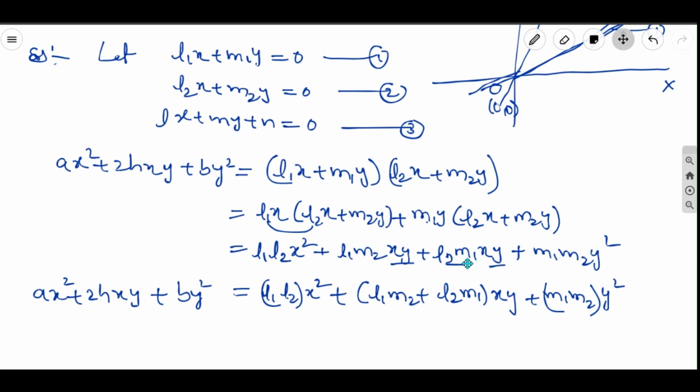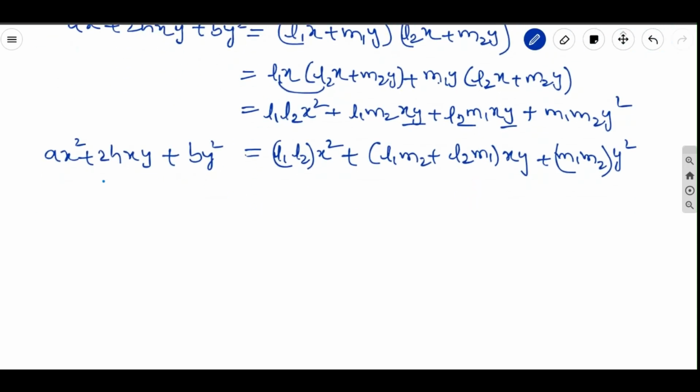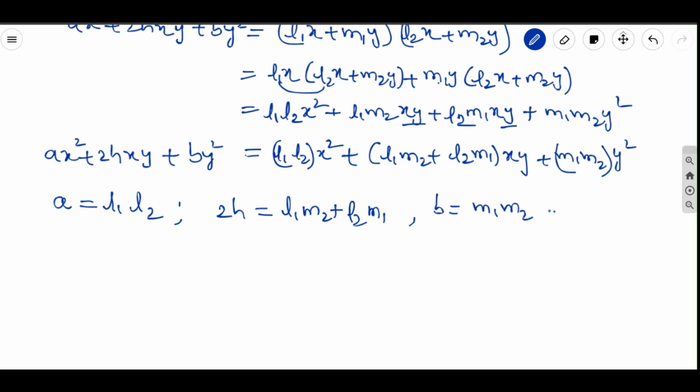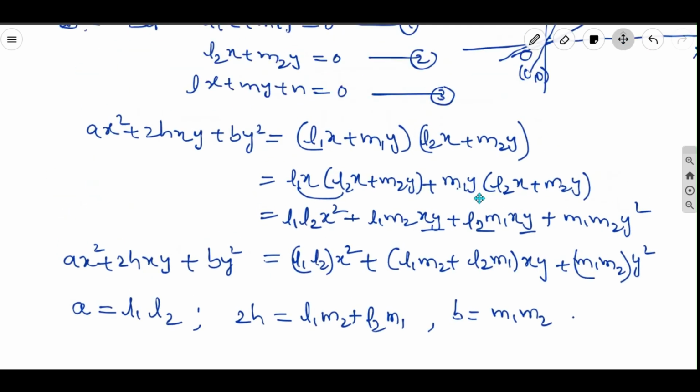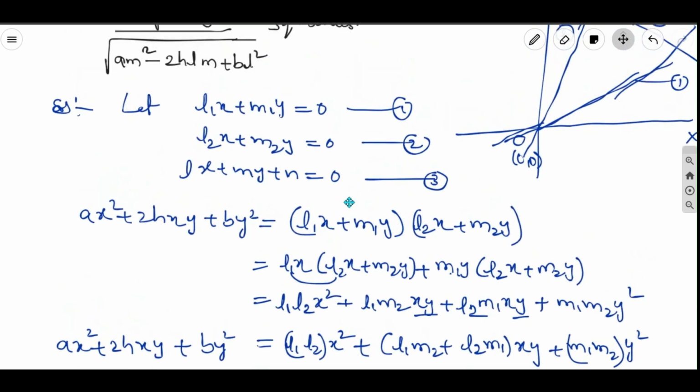Comparing like coefficients on both sides: the x² coefficient on the left side is a and on the right side is L1 L2. 2h equals L1 M2 + L2 M1. b equals M1 M2. This is the pair of straight lines, equal to ax² + 2hxy + by².